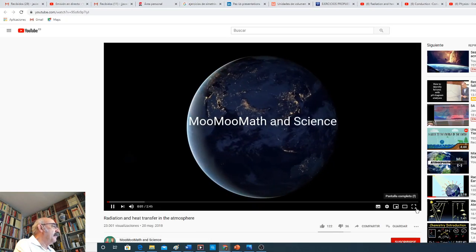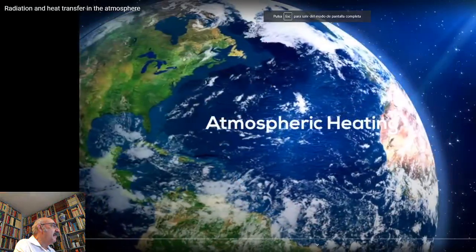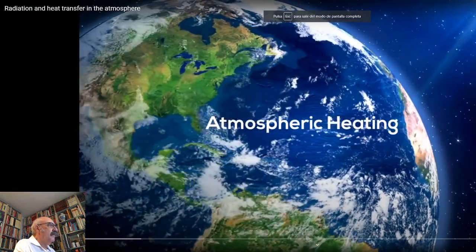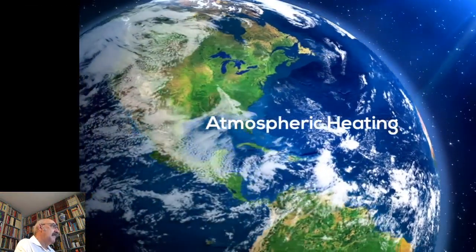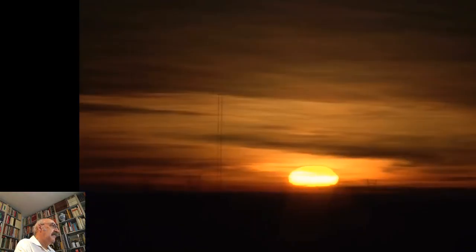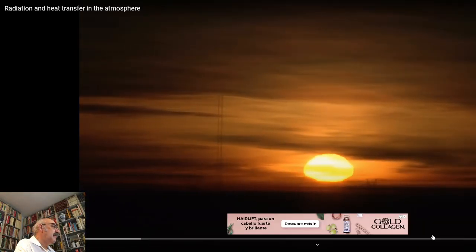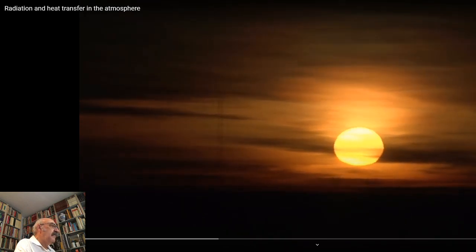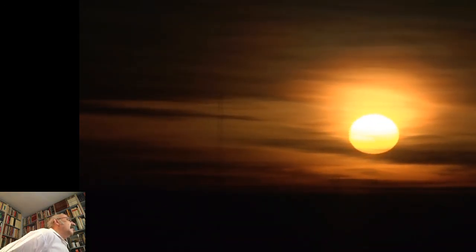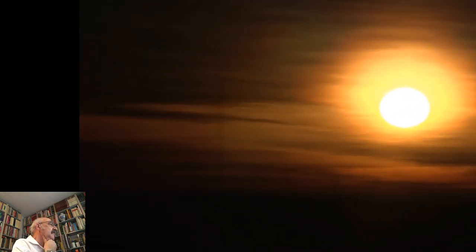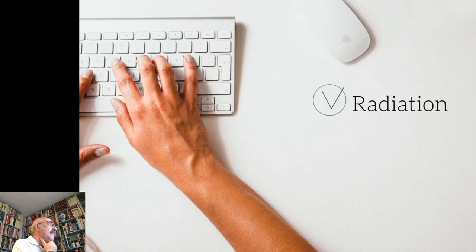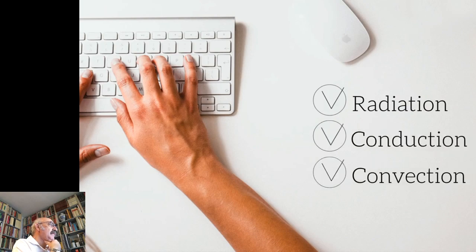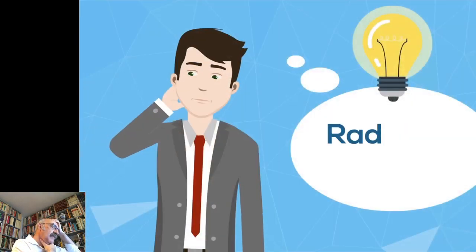Welcome to Moo Math and Science and Atmospheric Heating. The Earth and its atmosphere is warmed by the energy from the sun. In this video, you will find out what happens to solar energy as it enters the atmosphere. Three things work together to transfer energy to our atmosphere: radiation, conduction, and convection.